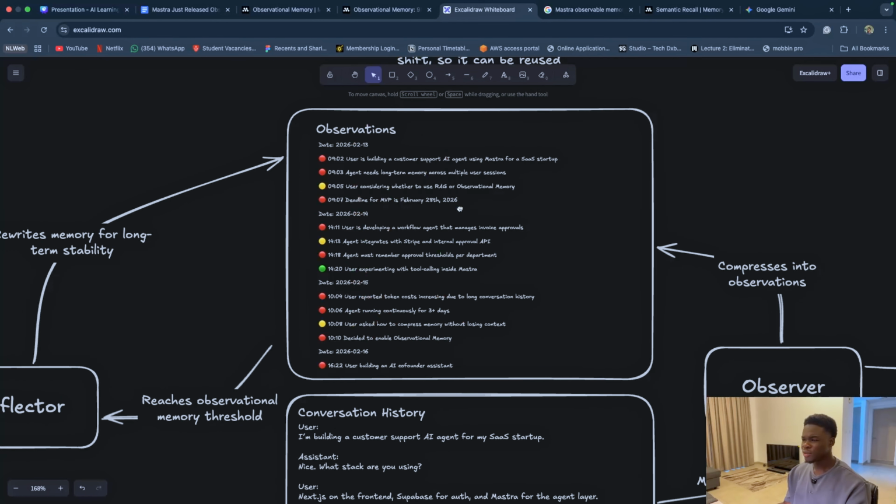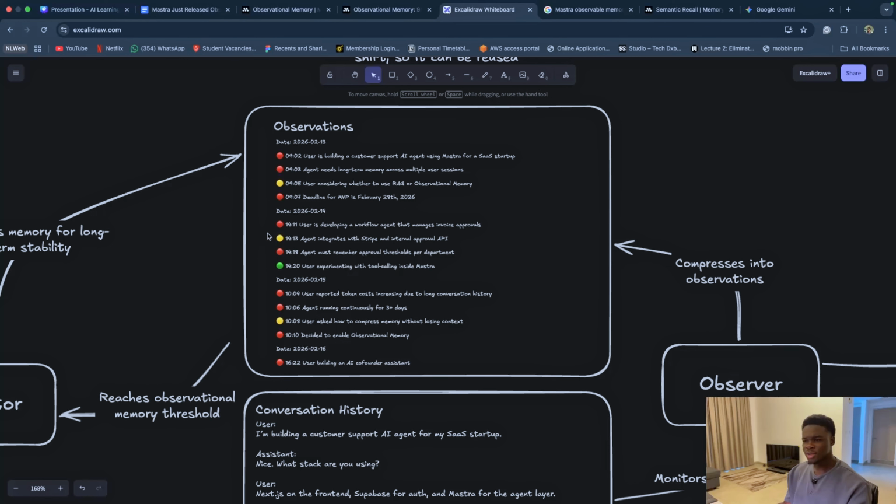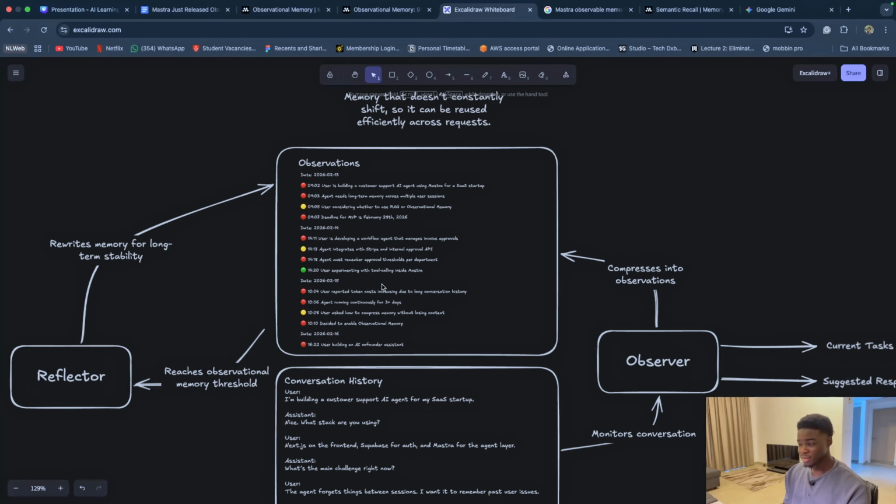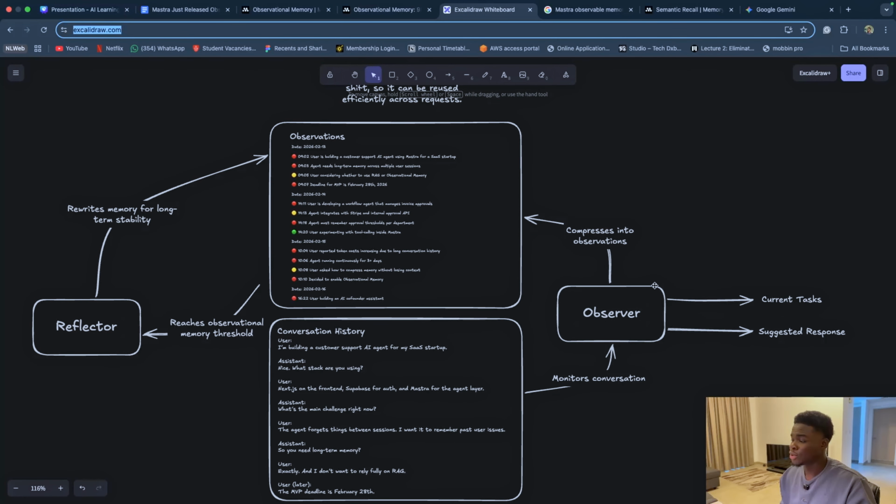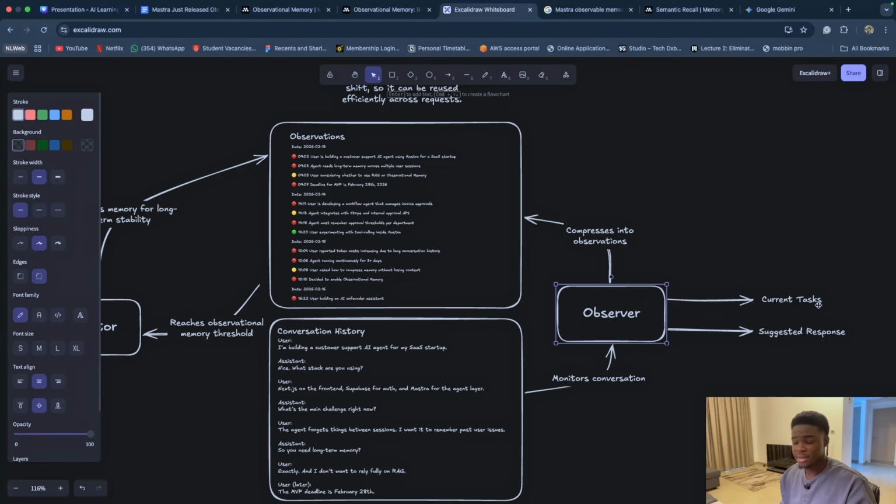Now, you might be wondering why are all of this color coded? So this is how Mastra was able to attach importance to each fact. Red means very important, yellow means medium importance per se, and then green means low importance. The observer also keeps track of the current task and the suggested response so that an agent, the overall agent which uses this memory system, knows where it left off.